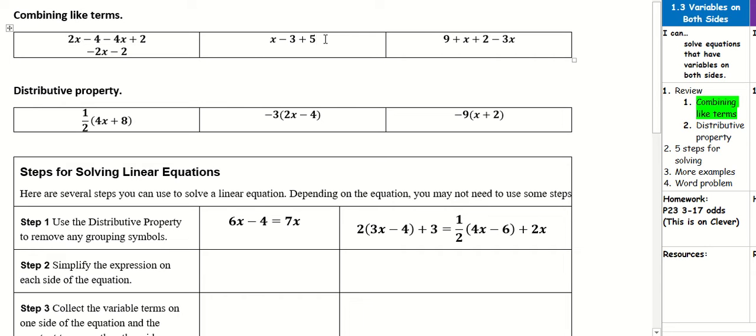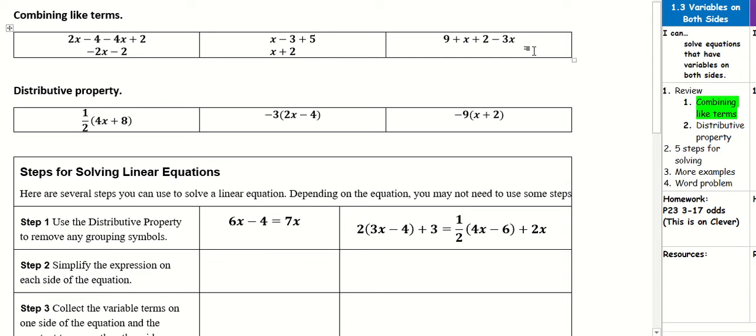Here's another example of combining like terms. What terms are the same? Well, here I have a 3 and a 5 and an x. Well, there's only one x, so I know I'm not going to combine like terms with that with any of them, but I am going to combine the 3 and 5. So this becomes x plus 2, because negative 3 plus 5 is positive 2.